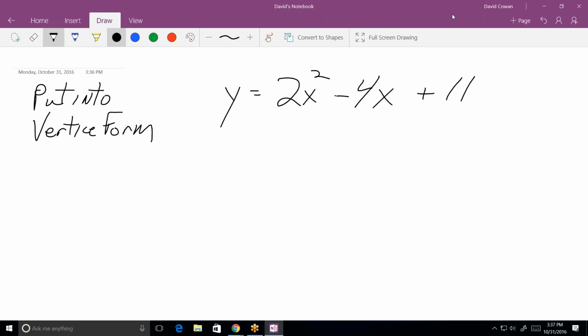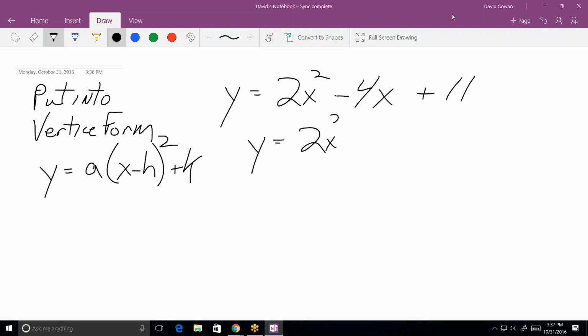What's vertex format? Y equals a times x minus h squared plus k. Good. That's the most common format for quadratics. So we have to make this thing up here look like this. Now, this is a situation where we're going to leave the 11 on the same side of the equation. Only going to set it out there. And we're going to complete the square inside there. Notice that it's going to look a little bit like this when we're done.